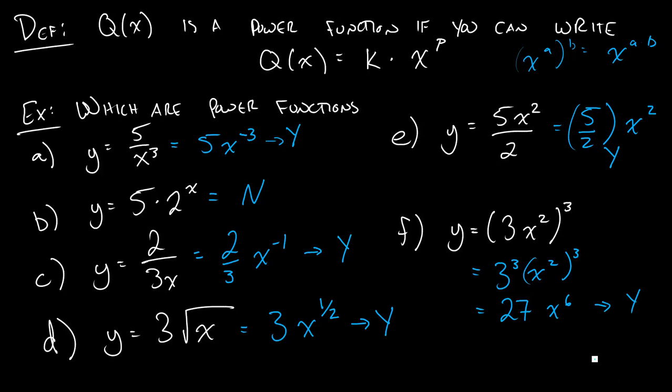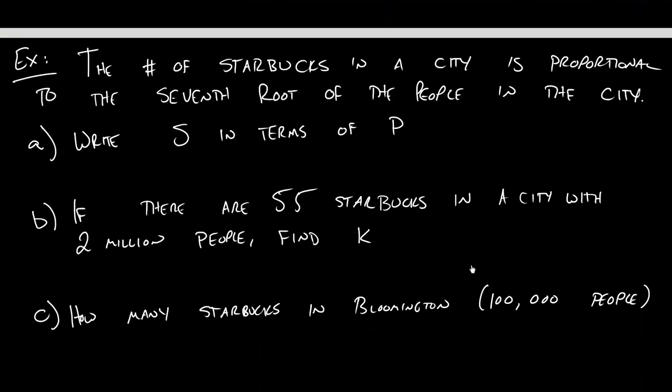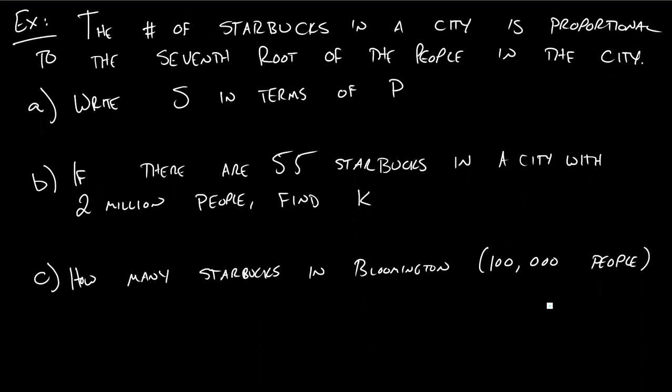So finally, let's do just one word problem with these power functions. It's something we're going to need to be able to do. So let's say the number of Starbucks in a city is proportional to the seventh root of the number of people in that city. And so we want to write Starbucks, the S, in terms of P.